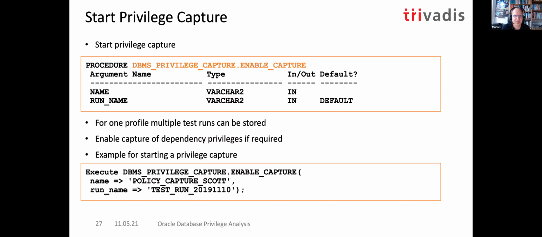Okay. Then next thing is to start your capture. You have to provide the policy name, and you should provide a run name so you can identify your specific runs.